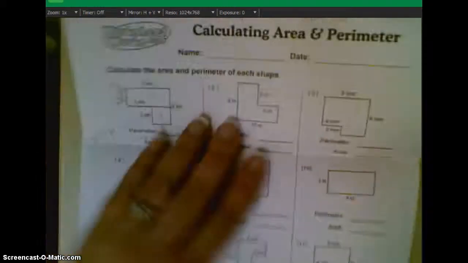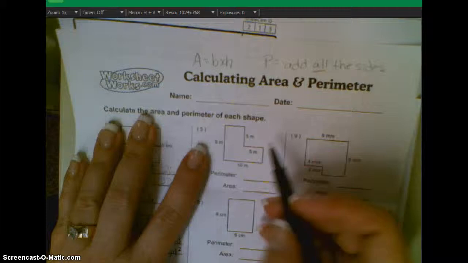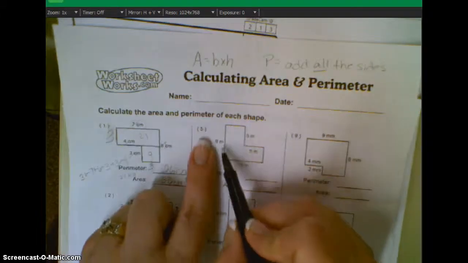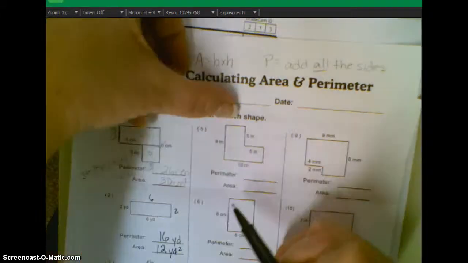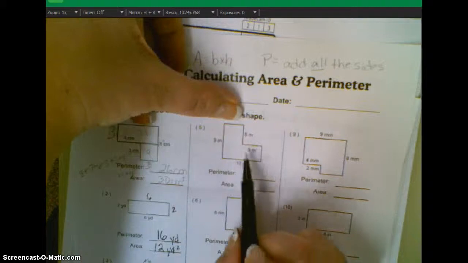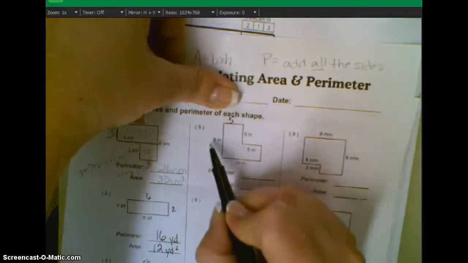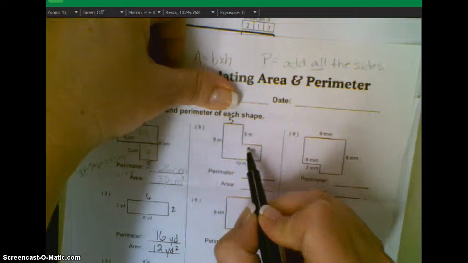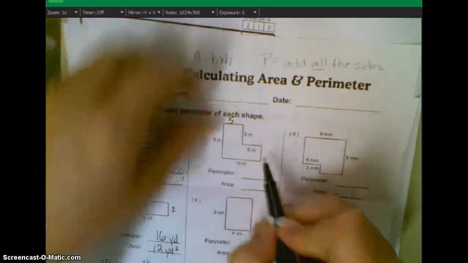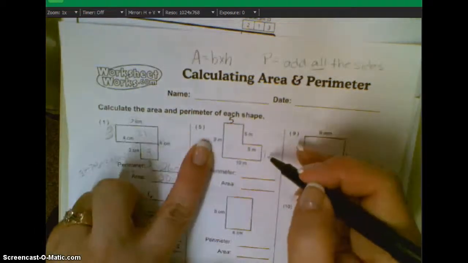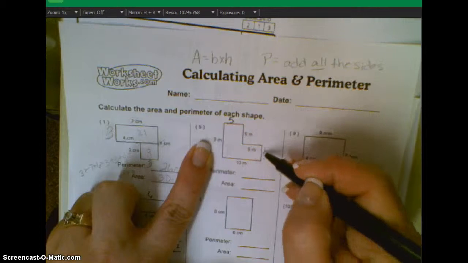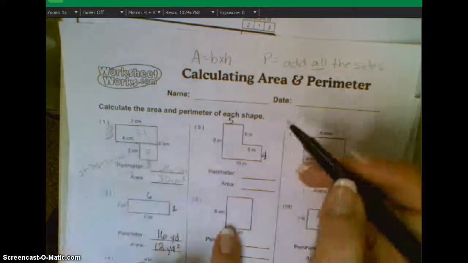Alright, back to the top. Number 5. Let's look for missing pieces. I see a 9 here. I don't see anything up here. If this whole thing is 10, this little piece is 5, then this piece must be 5. So we've got 10, 9, 5, 5, 5. We don't know this piece right here. If this is 9, this is 5. 5 plus 4 would equal 9, so that must be our missing piece.